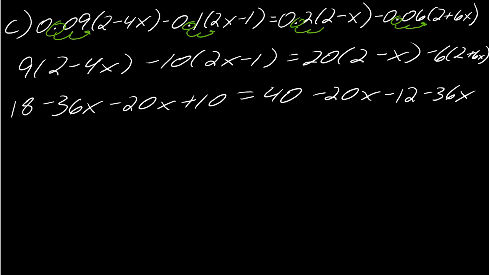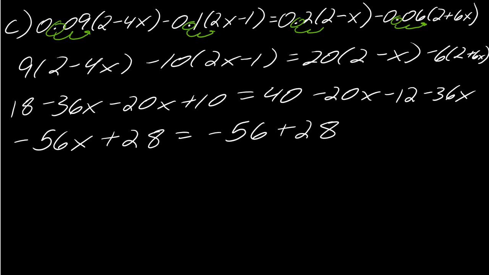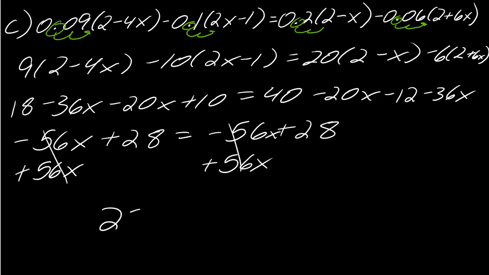Okay, so now we're going to go ahead and collect our like terms. So I've got negative 56x plus 28 equals negative 56x plus 28. And so you might already see what the solution is, but I'll finish this. So I'll add the 56x to each side. Oops, sorry, there's supposed to be an x here, my bad. So 56x to each side. So notice the 56x drops out. So you're just left with 28 equals 28. Now that is a true statement, and the x is dropped out. So what this means is that there are infinite solutions.